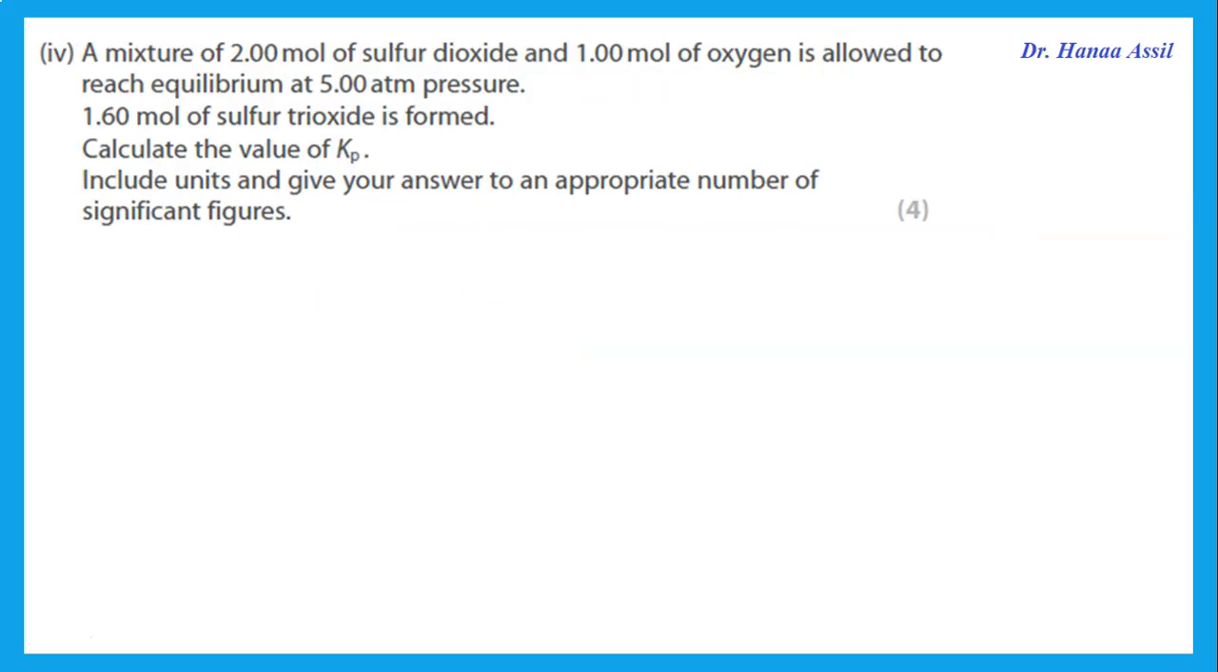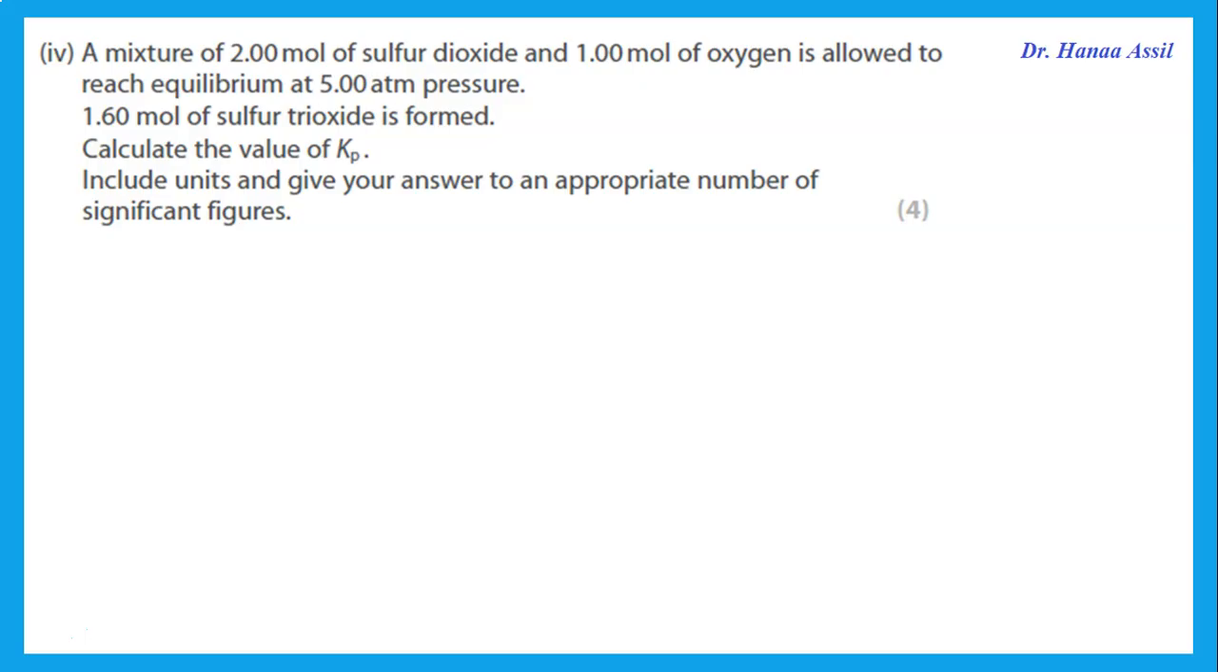A mixture of 2 mole of sulfur dioxide, 1 mole of oxygen is allowed to reach equilibrium at 5 atm pressure. So the total pressure is 5, and we're starting with 2 moles of sulfur dioxide, 1 mole of oxygen. Now 1.6 mole of sulfur trioxide is formed at equilibrium. Calculate the value of Kp.